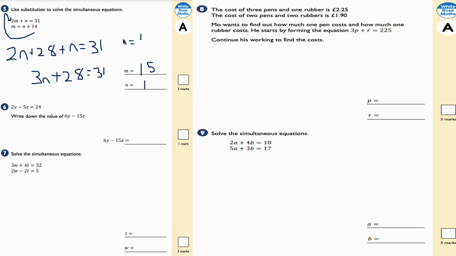Question number 6, guys. 2y minus 5z equals 24. Write down the value of 6y minus 15z. Well, this part has been times by 3. Everything's been times by 3 there. So I'm going to times the right-hand side by 3. And that will give me my final answer. 24 times 3, we get 72.